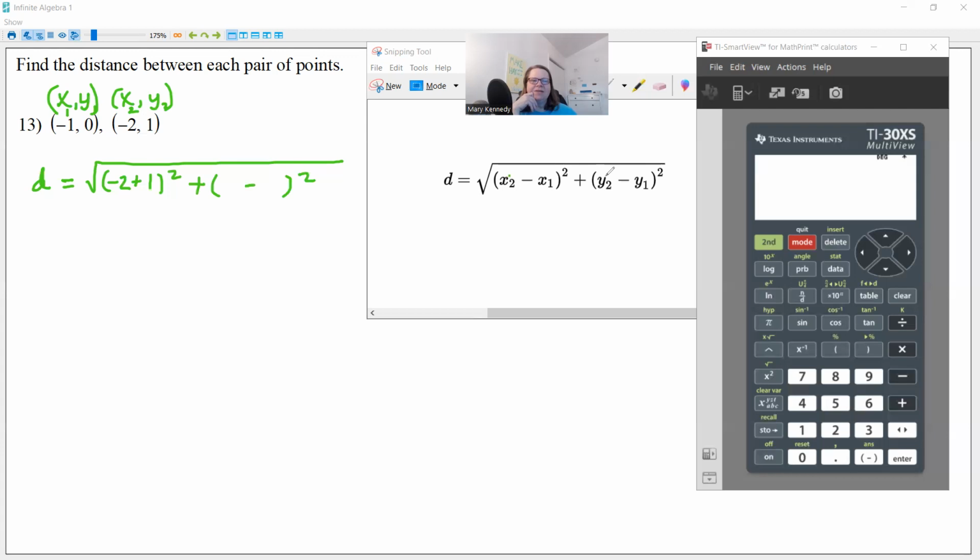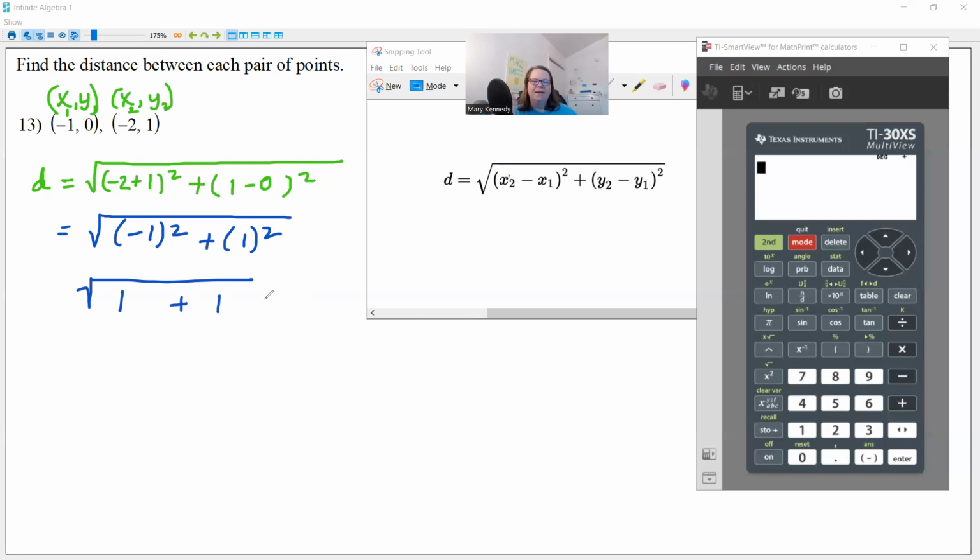All right, now it says subtract the second y. So that's 1 minus the first y, which is 0. Okay, so now we're ready to start sort of cleaning this up. So -2 plus 1, I know is -1. So I'm going to say this is -1 squared. And 1 minus nothing, right? We take nothing away from it. It's still 1 squared. And so we essentially have the square root of -1 times -1 is 1. And 1 squared is 1. And that is the square root of 2. And that's the answer to this question.